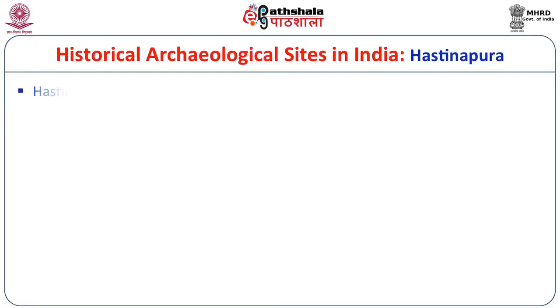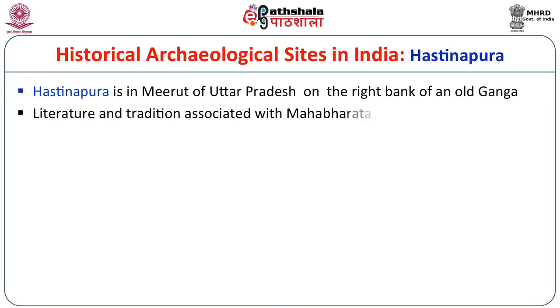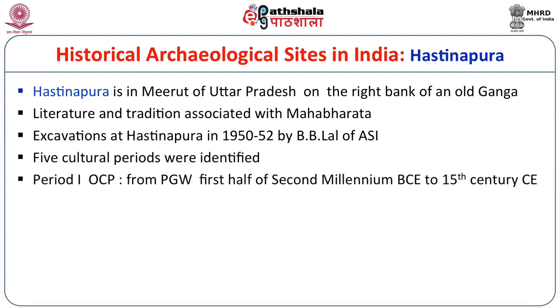Another important site is Hastinapura. Hastinapura is in Meerut district of Uttar Pradesh on the right bank of the old bed of the river Ganga. Literature and tradition often associated with the Mahabharata link Hastinapura as an important site. Excavation at this site was conducted by B.B. Lal of the Archaeological Survey of India between 1950 and 52. This site has produced five cultural periods. Period 1 is the Ochre Coloured Pottery culture. Then we have evidence up to the 15th century. It has also produced evidence for the Painted Grey Ware culture.